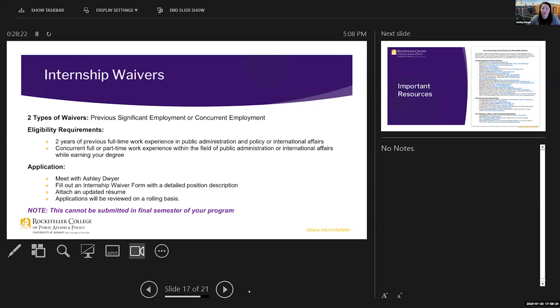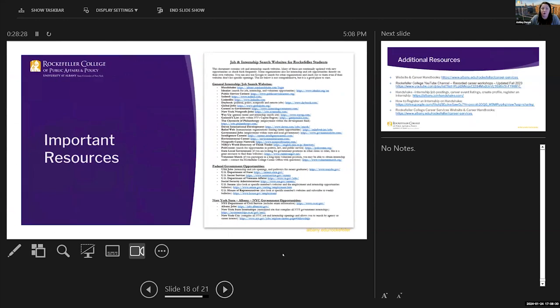It's important to note this cannot be submitted or considered in the final semester of your program, because we don't want to come across any issues with regards to graduation or anything of that nature. I will mention, and this can be discussed more in a meeting if necessary, that if for whatever reason we have a concern with an internship waiver being approved, we can talk about alternate options to still fulfill the requirements through your current position. And that can all be discussed through a meeting.